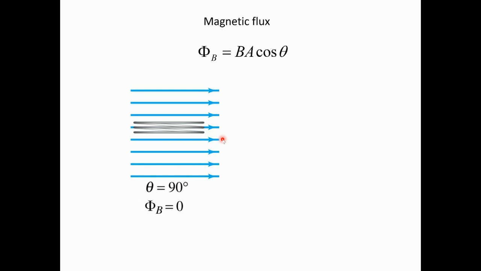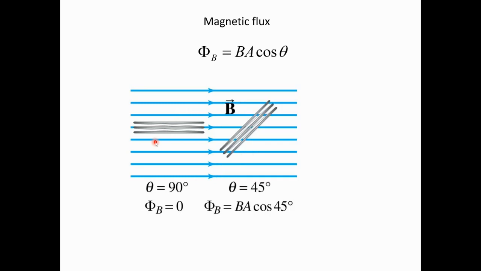So what you're looking at is, like, here is my hoop, right? You're looking at it like this, on this end. And the magnetic field goes this way. And so no magnetic field actually goes through the hoop. No flux in that case.